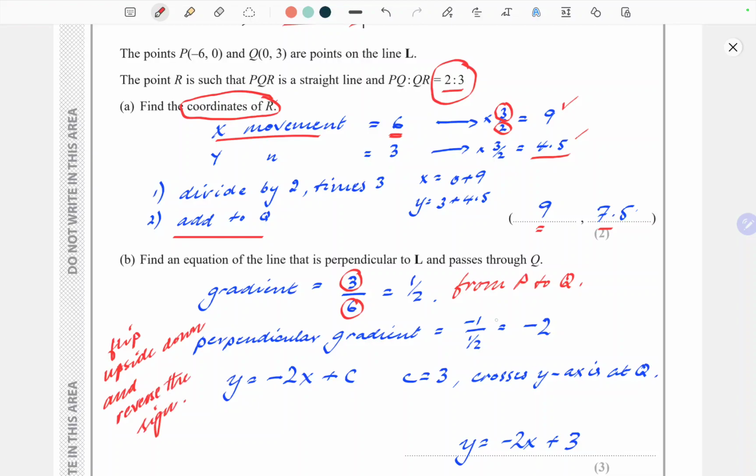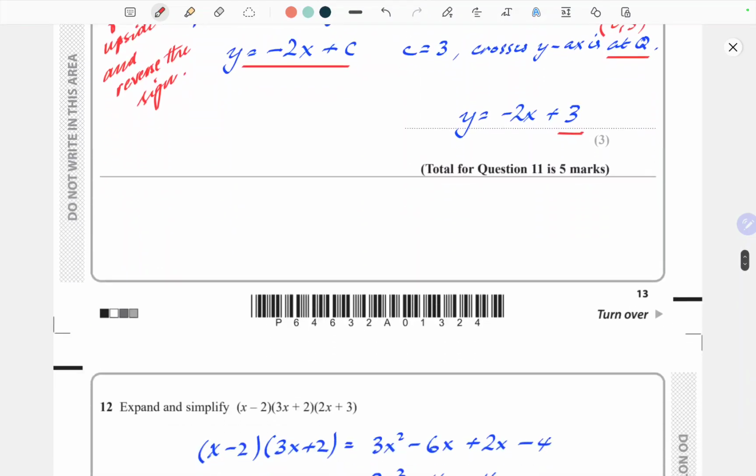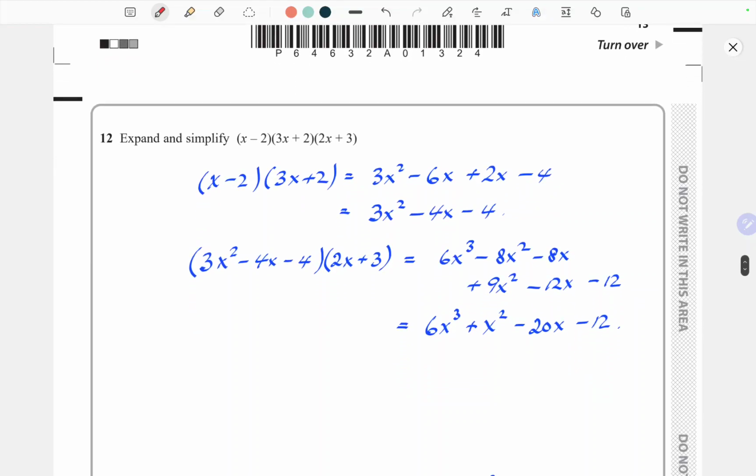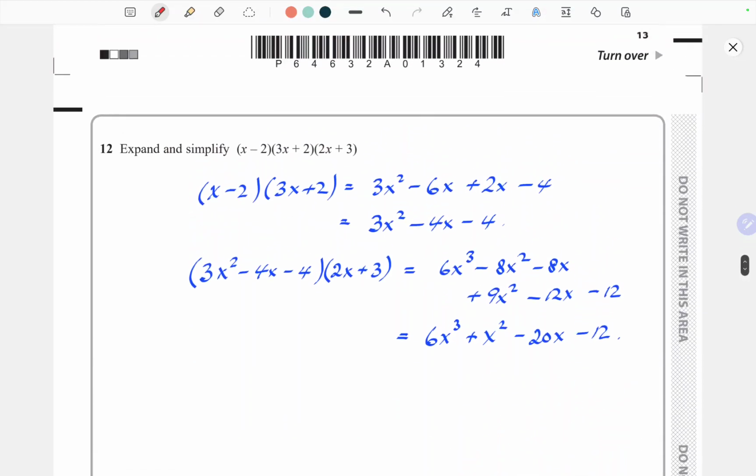All right. So minus 1 over half comes out to be minus 2. So the first impression we have of the line is it's y equals minus 2x plus c. And because it crosses the y-axis at Q, the coordinates of Q are (0, 3), then straight away the y-intercept is 3. All right? So don't need to do much more than that.